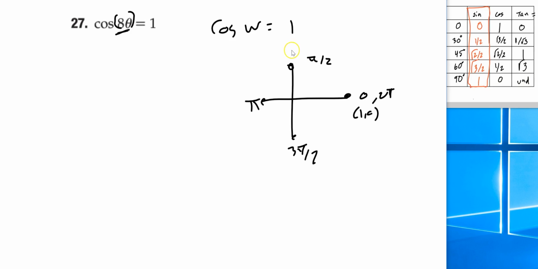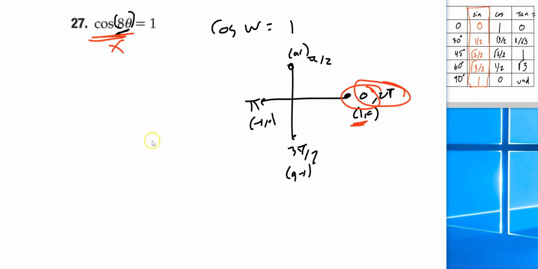1, 0, 0, 1, negative 1, 0, 0, negative 1. Now again, we're doing cosine, and cosine's the x value, sine is the y value. So we're actually doing, where does cosine equal 1? That only happens here. So at 0 degrees and at 2 pi.